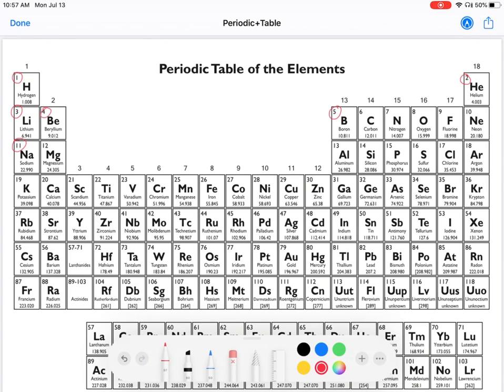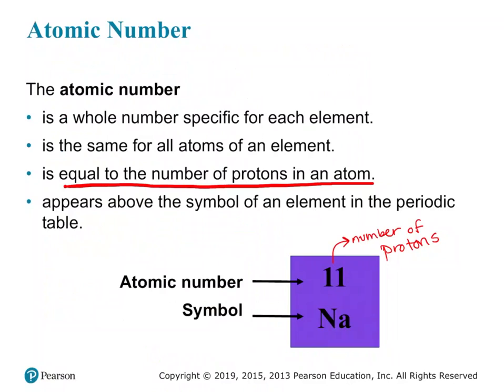Now, those numbers, again, are also equal to the number of protons for an atom of each type of element. So if we had an atom of boron, we would find 5 protons in that atom. If we have an atom of lithium, there would be 3 protons, etc. So all of the elements are listed according to the number of protons that they have. All right, let's go back to our slides.